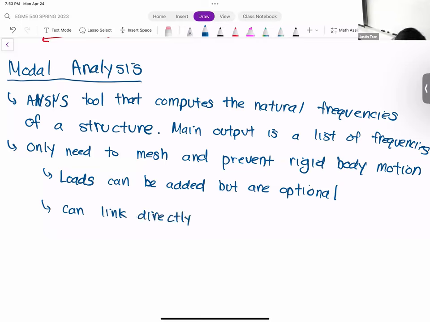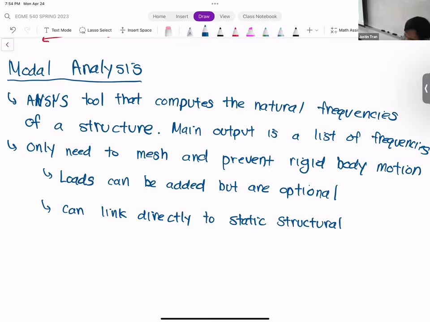From the main menu, instead of static structural, you'll see there's another tool called modal analysis. You can drag it. We'll do this on Wednesday.